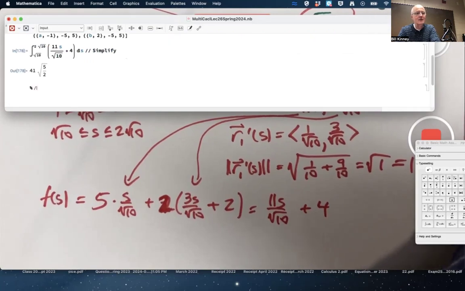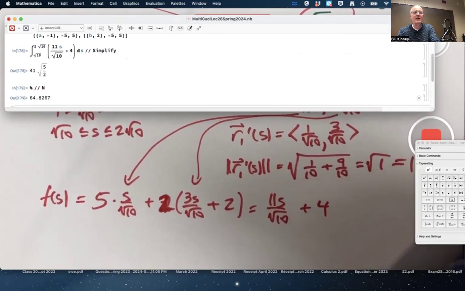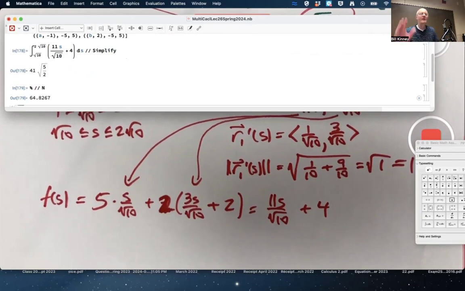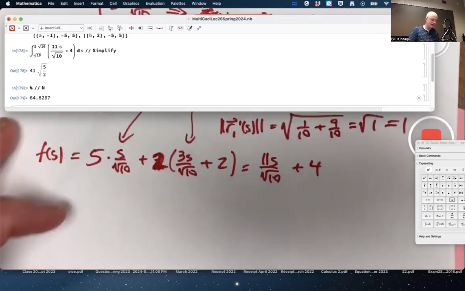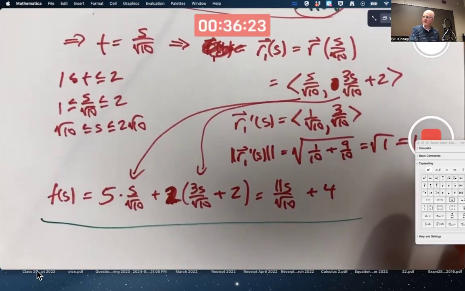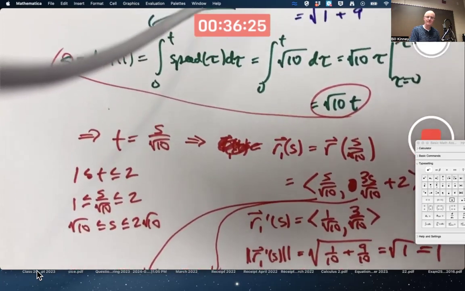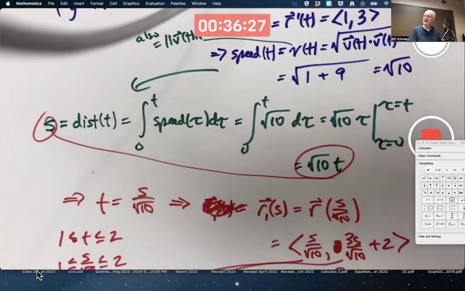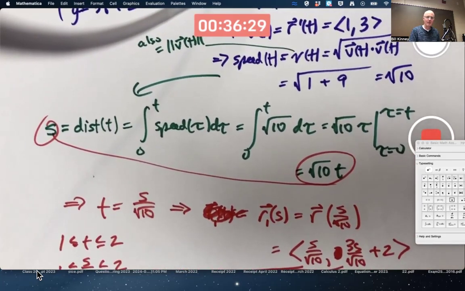Okay, what is it equal? It's about 64.83. What's the better way to do this? And hopefully I get the same answer, because if I don't, then I'm not sure where the mistake is. The better way to do this is to avoid parameterization by arc length, but instead use it as an idea.